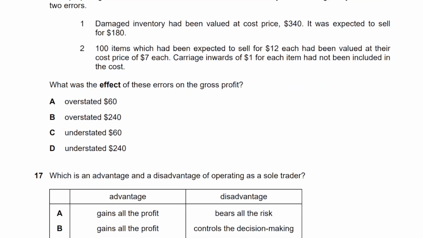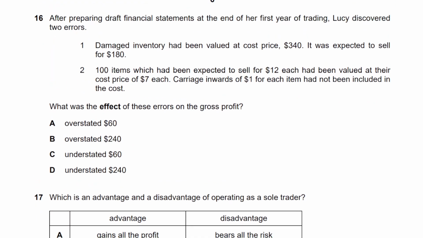Number 16. After preparing draft financial statements at the end of her first year of trading, sometimes this is an important detail, first year, second year, third year, Lucy discovered two errors. Damaged inventory had been valued at cost price 340. It was expected to sell for 180. For inventory valuation, take the lower of cost or NRV. This is the NRV, take the lower one. So it seems like we should reduce our inventory by 340 minus 180, that is 160. Our inventory is overvalued by 160.